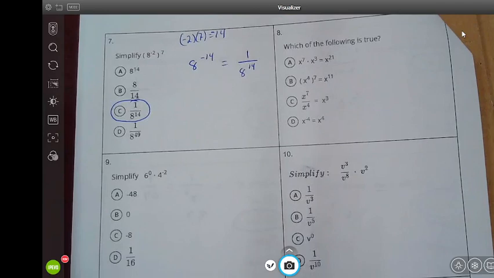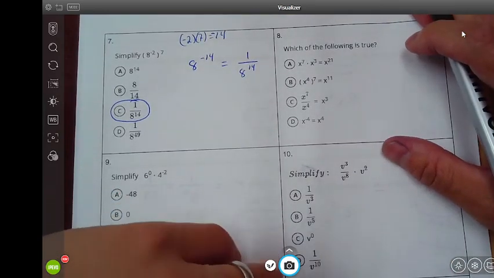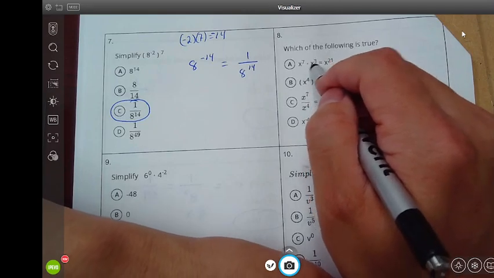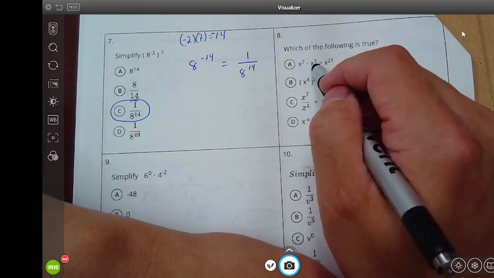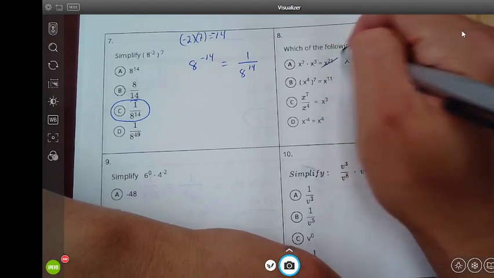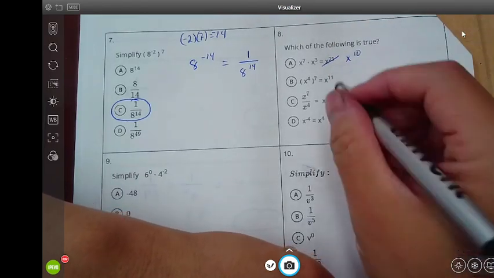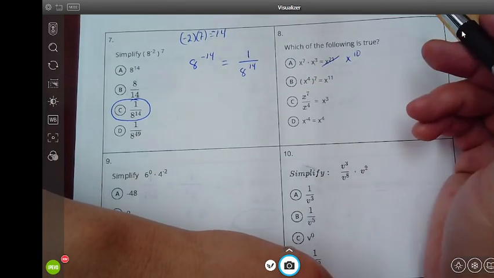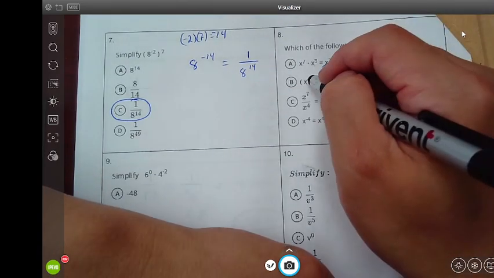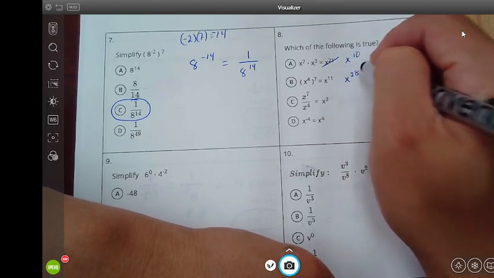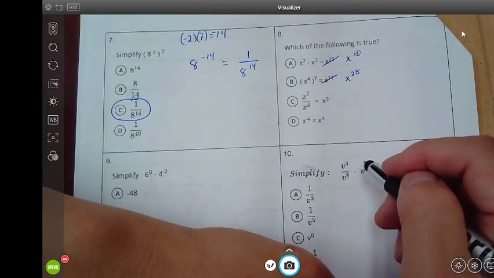Number 8, which of the following is true? All right, so for A, right, if I'm multiplying, I add the exponents. 7 plus 3 is 10. This is x to the 10th, not that. So that's not true. Power taken to another power, just like in number 7, I would have to multiply, right? 4 times 7 is 28. This would be x to the 28, okay, not x to the 11th.